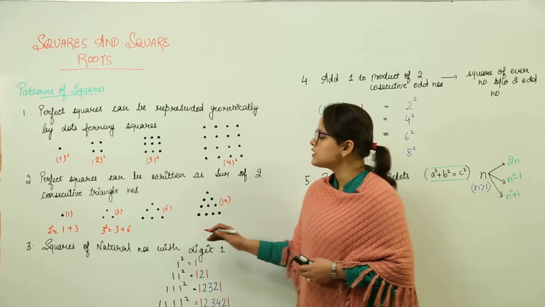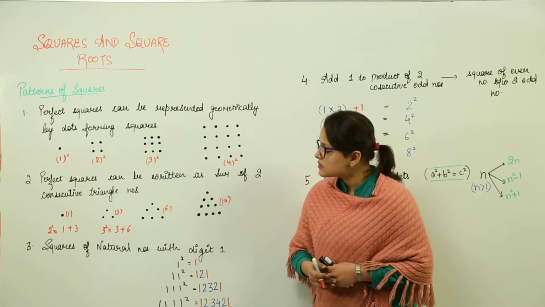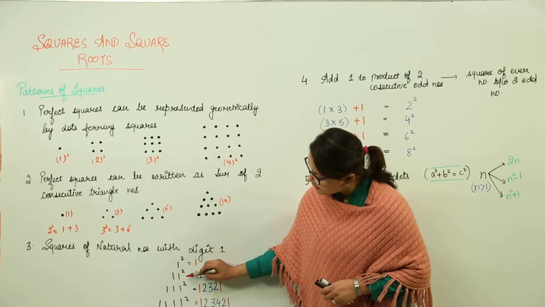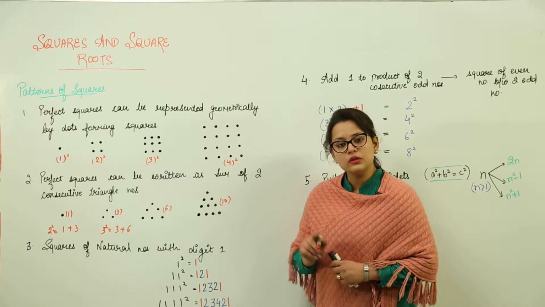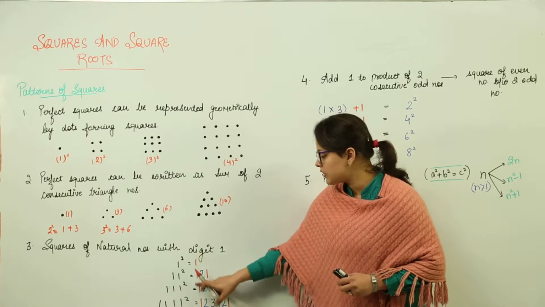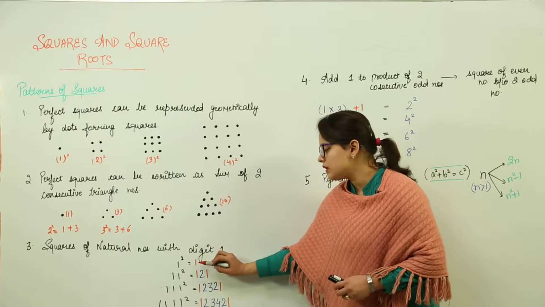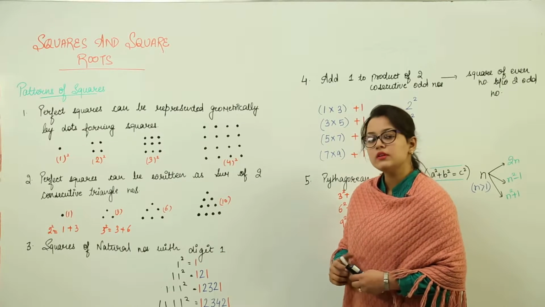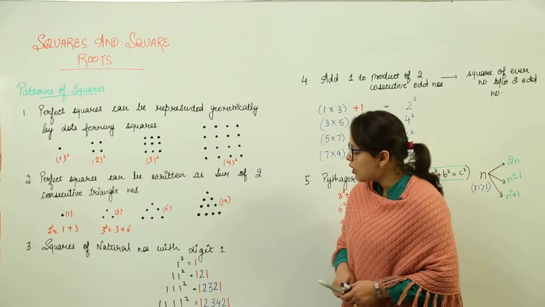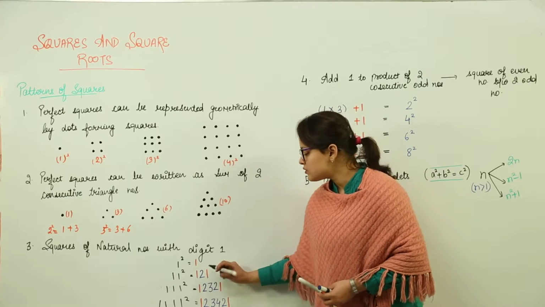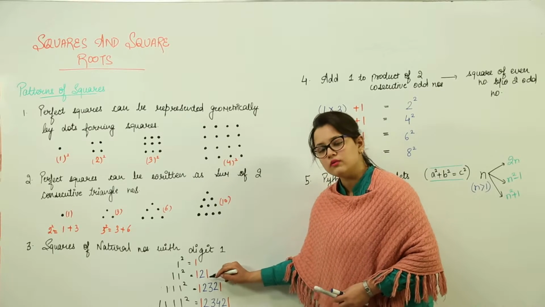Moving on to the next pattern, we have squares of natural numbers with digit 1. Now you can see here all the numbers have digit 1 only. So how do we get their squares? This is very simple, you just have to write it this way. See, the square of 1 will remain 1 only. What about the square of 11? How many 1's are there? 2 1's are there. So I'll write 1, 2, and then again 1 will come back.